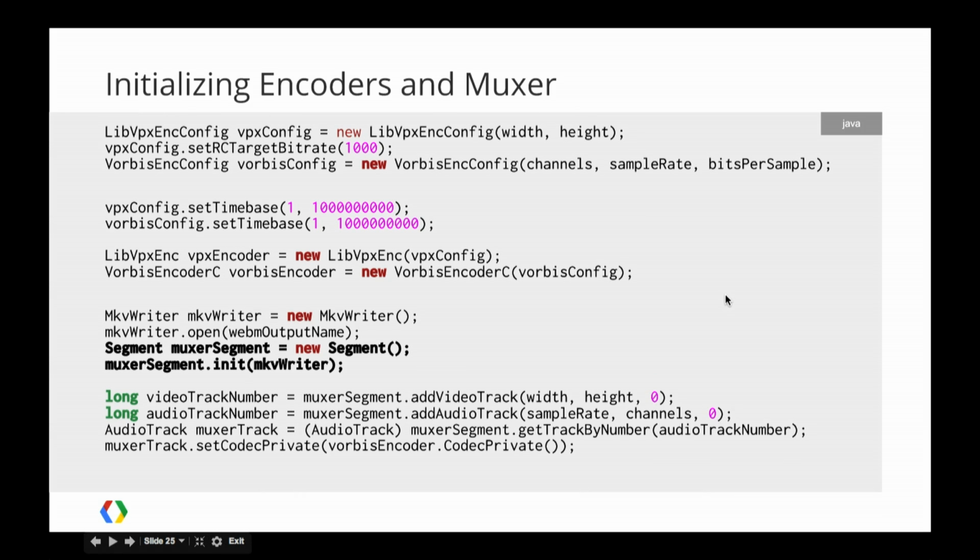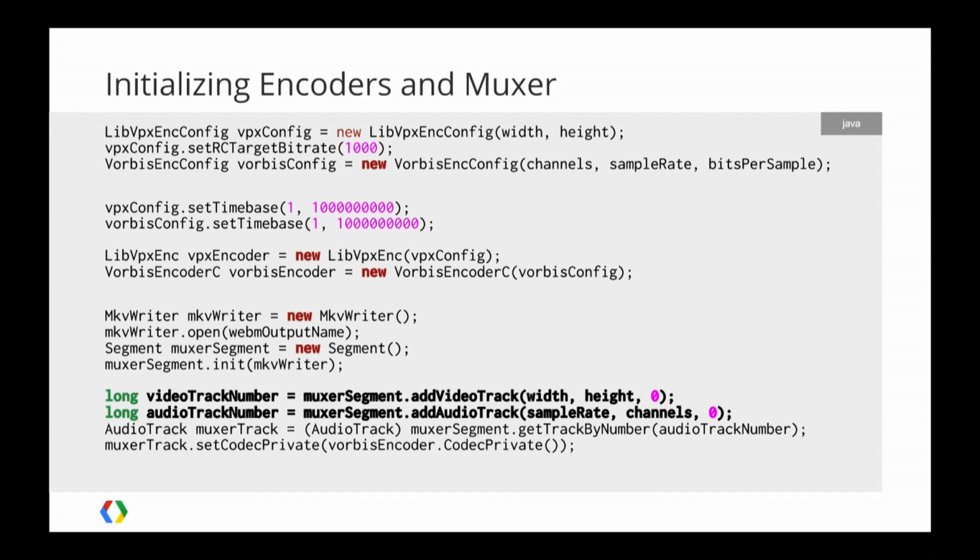Here we're just creating the Muxer object, passing in the writer. Now we're adding the audio and video track. We save the track numbers for later. This is how the Muxer distinguishes between the different tracks as you pass it the track number.